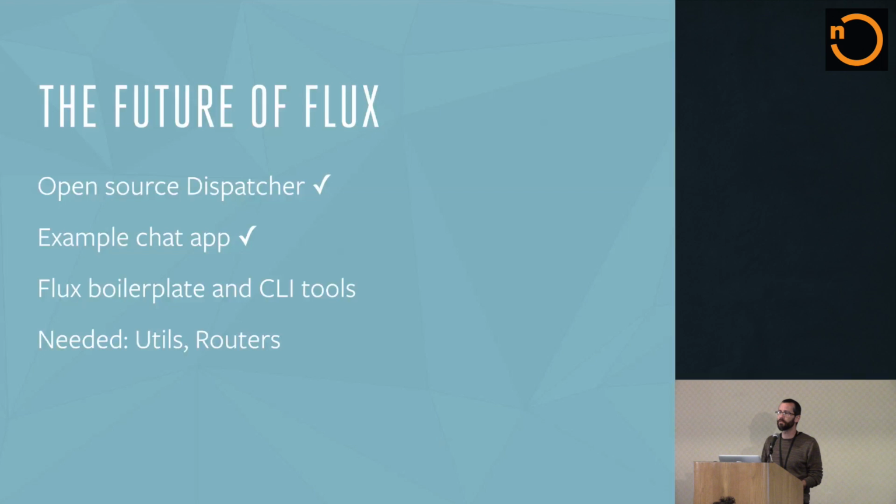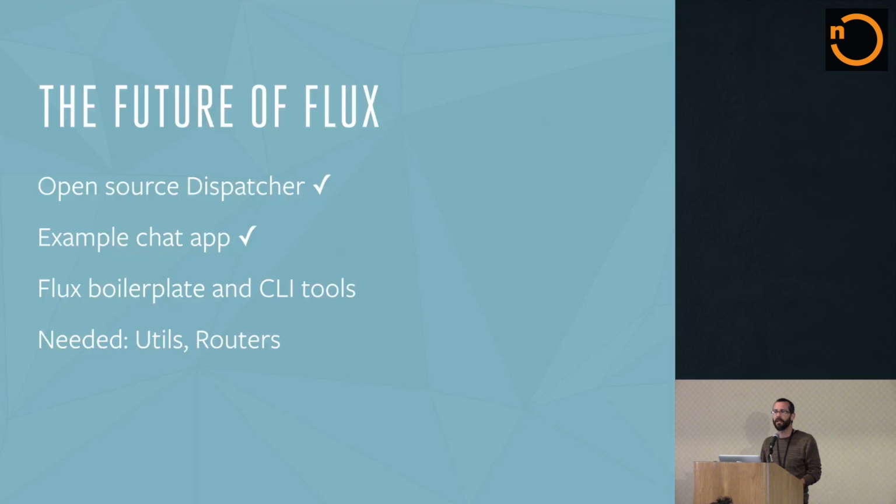So let's talk about where we're going. We have an open source dispatcher today in the new repo, and this is the same dispatcher that we use at Facebook. It includes waitFor, and it will fire off an invariant error if you create a circular dependency. So it's a very robust dispatcher, and we use this in production all the time. That's been something that people who have become interested in Flux have been waiting for, so we're very excited today to release it.